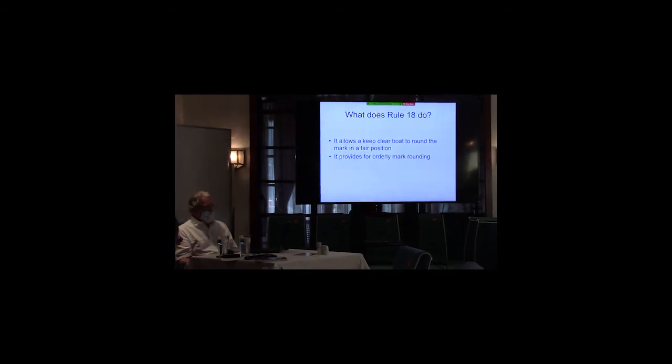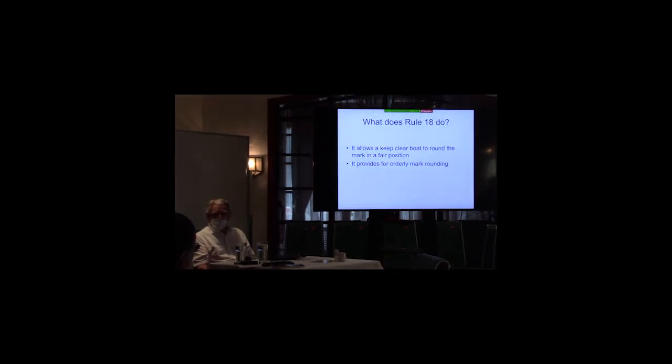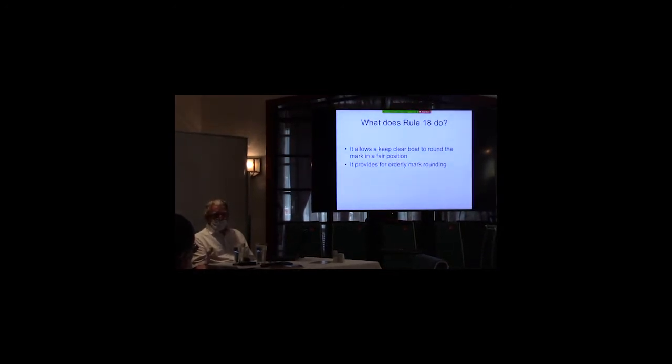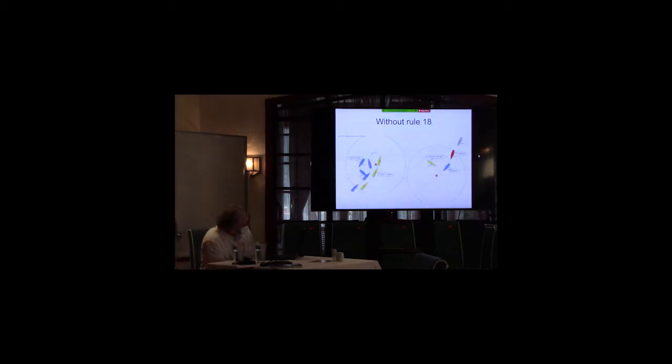Unless we had Rule 18, keep clear boats would be unable to get round marks until all the right-of-way boats have gone round. And it also tidies up some other issues. But let me just give an example of that. So here are two examples. On the left-hand side, you've got two boats approaching the windward mark. Without Rule 18, the yellow boat is right of way because he's the luffing boat, and he would simply be able to luff so that the blue boat had to miss the mark altogether. Rule 18 prevents that from happening.